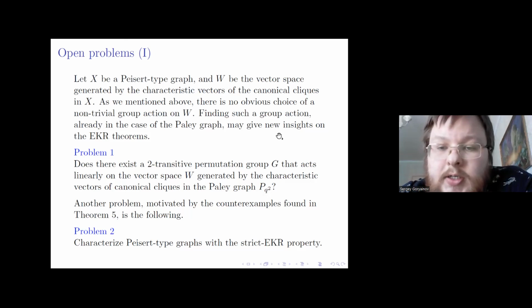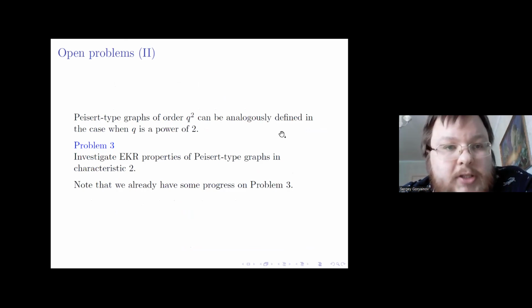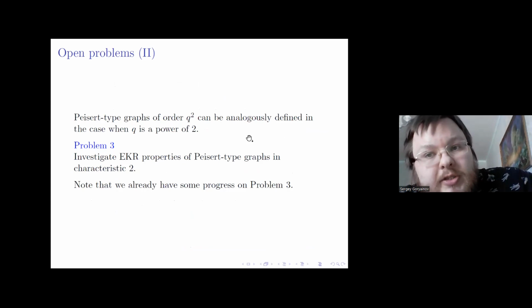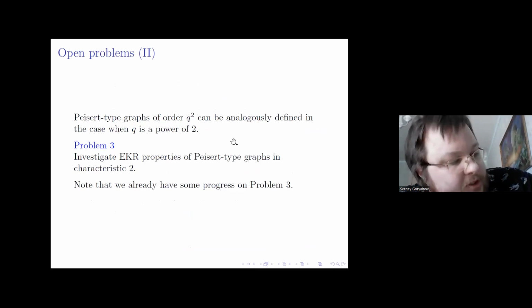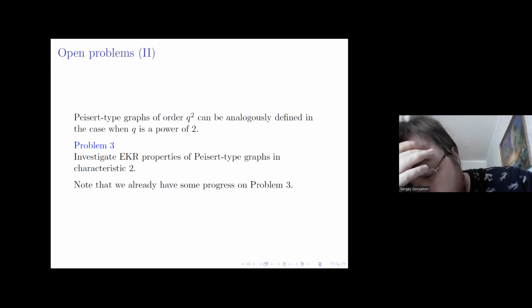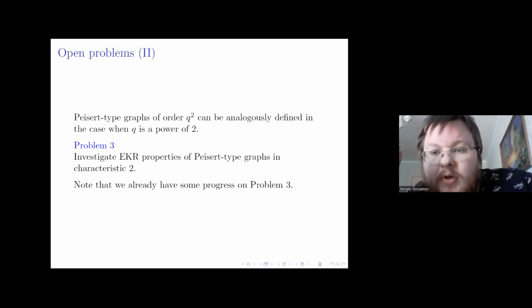And finally, we would like to mention that Peisert-type graphs of order q^2 can be analogously defined in the case when q is a power of 2. So in our previous consideration, q was an odd prime power, and Problem 3 is to investigate EKR properties of Peisert-type graphs in characteristic 2. We already have some progress on Problem 3. Thank you very much for your attention.